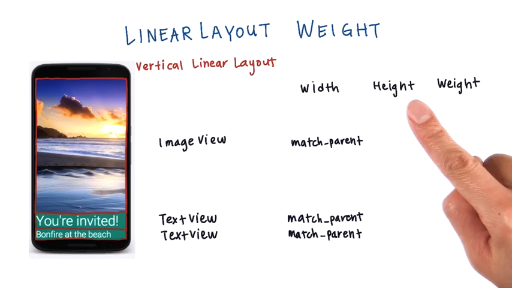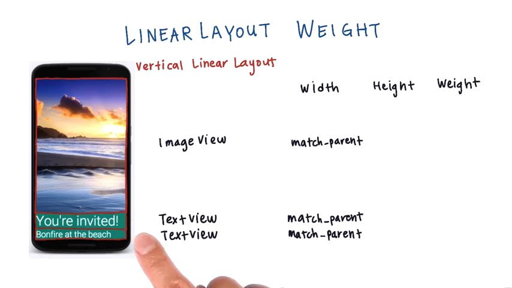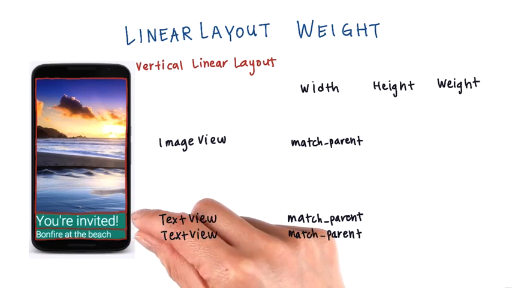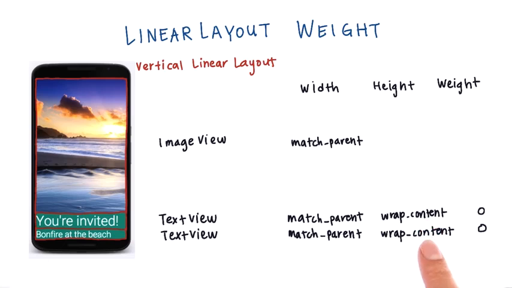Then we work on the height of each view. These two text views are easy because they wrap to the content inside of them. So we set wrap content for the height of each text view. We also set the weight values to be 0 because we don't want these values to change even if there's available space in the parent.